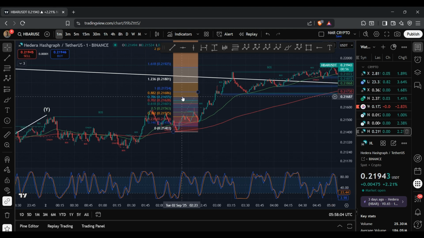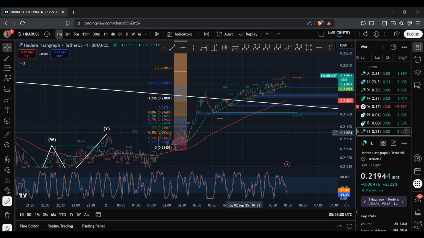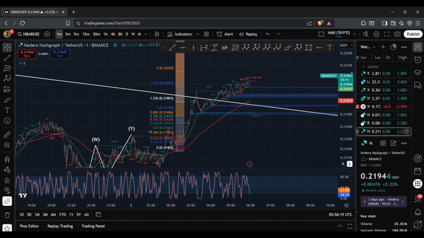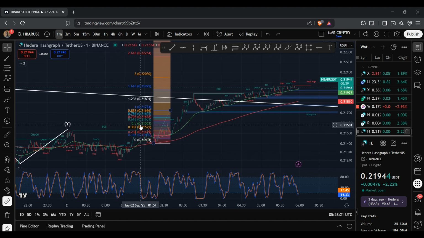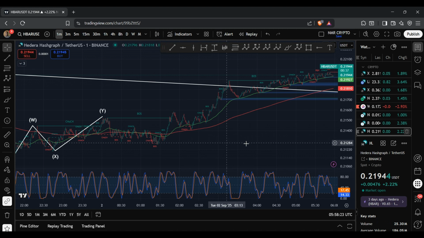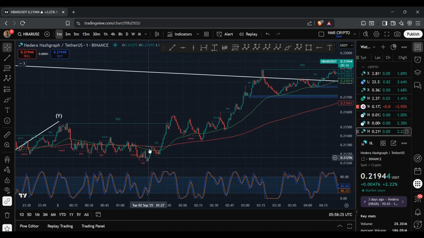And so again, the Y wave would typically reach anywhere between 1 to 1.226, and we ended up exceeding the 1.226 level, and we've actually exceeded the 1.6 level also. And so if I zoom into this move here, yeah, here it looks like we had a 5-wave structure that formed and a WXY structure. And this here would be the wave 1 and wave 2.